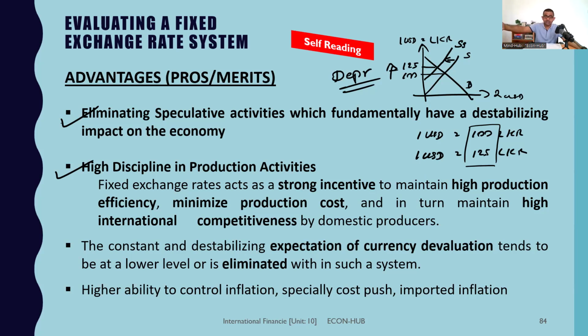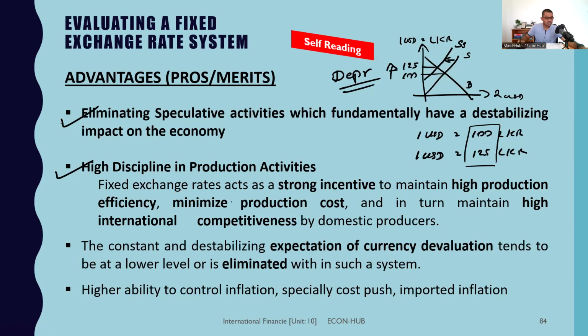Our productively inefficient exporters in our story got the benefit of 25 rupees more for a dollar because the exchange rate changed. But in a fixed system, the exchange rate doesn't change. They can't cover their inefficiencies by allowing the exchange rate to depreciate. If you have questions, ask.